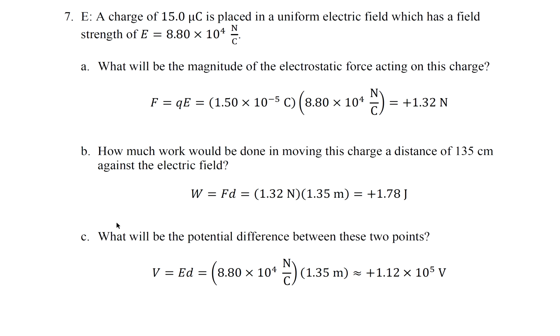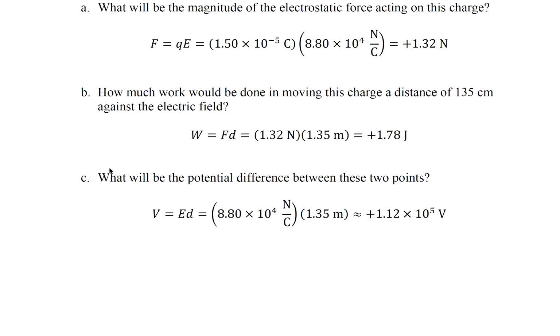Part B. How much work will be done in moving this charge a distance of 135 centimeters against the electric field? So W equals FD. Part C, what will be the potential difference between these 2 points? So V equals ED. So this is a uniform electric field, and parallel plates have a uniform electric field. So we could use this equation.